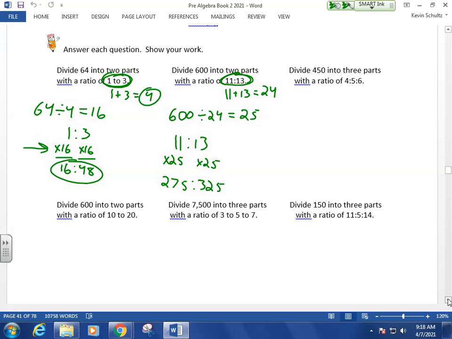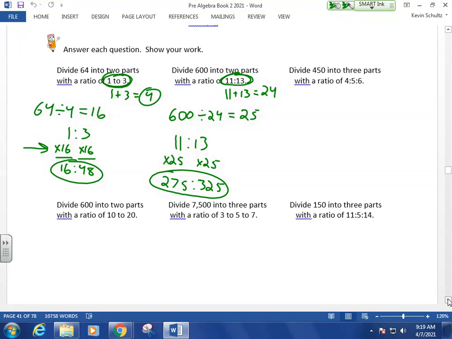We're adding the parts of our ratio together, dividing the whole by that number to get the value of 1 unit. And we're saying, I want 11 25s and 13 25s, which is a total of 275 and 325. Do those add up to be 600? Yes, they do. So you know that we've done that correctly.